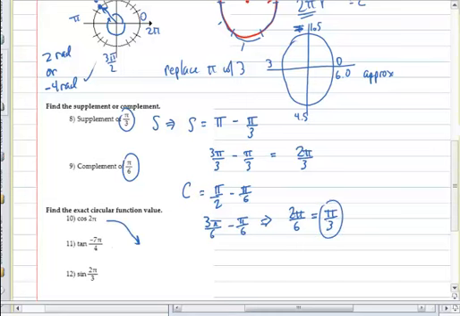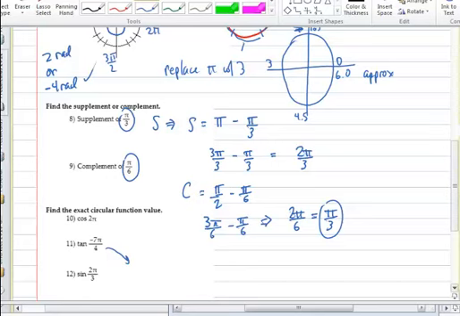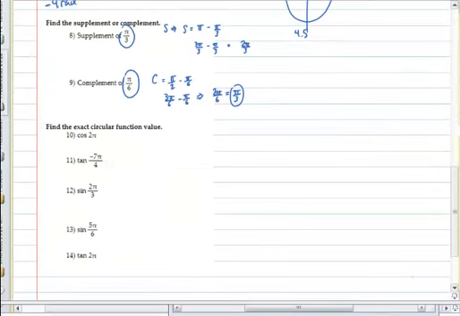Now we're back to working with trig ratios. I'm just going to clean this up, so I'll be back in a minute. Okay, so now the cosine of 2 pi. Notice that it's asking for the angle that exists on the x-axis.